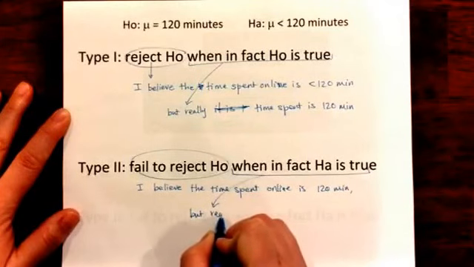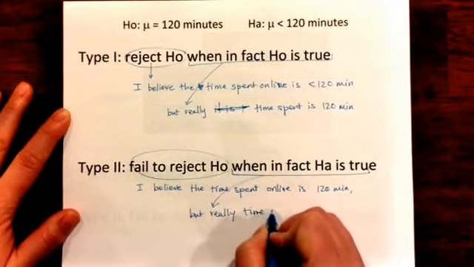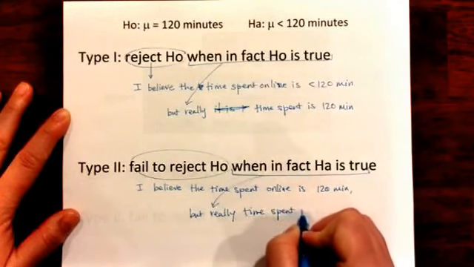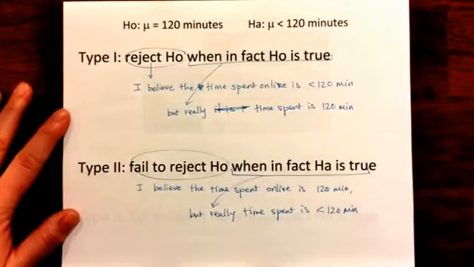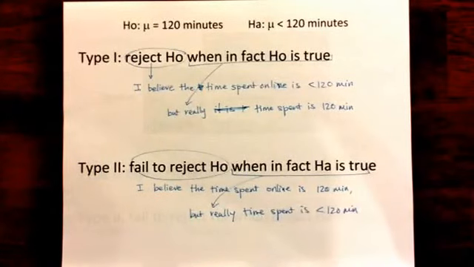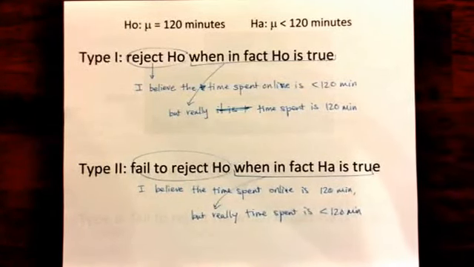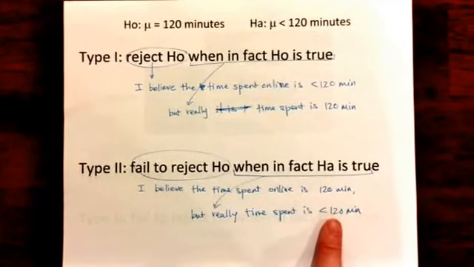But really, time spent is less than 120 minutes. So a consequence of this might be, I believe time spent is 120 minutes. The boss gets mad and yells at all his employees because he's like, you're spending too much time on the computer, but really they're not. And so you've got disgruntled employees.